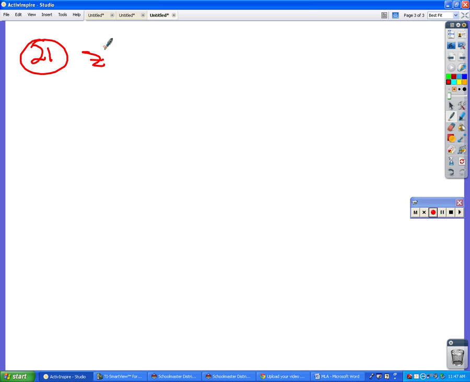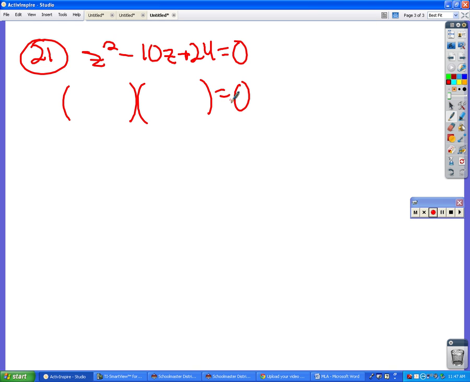Okay, 21, z squared minus 10z plus 24 equals 0. So same dealio. What goes in front? Z and z. And then I need two numbers that multiply together to be 24 and add to be negative 10. So if I wanted to work my way through, I could try 1 and 24, but that obviously doesn't work.